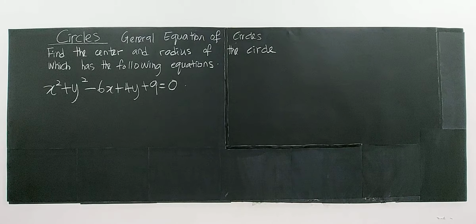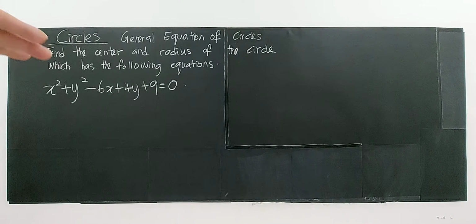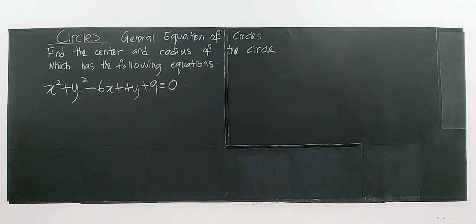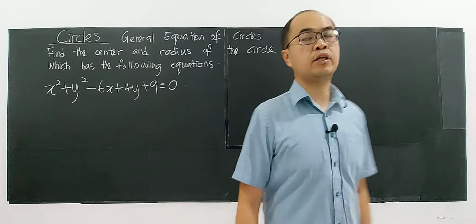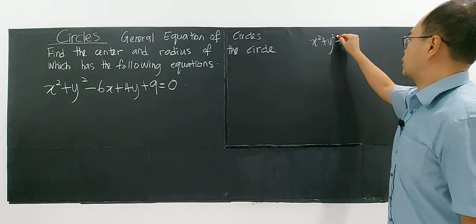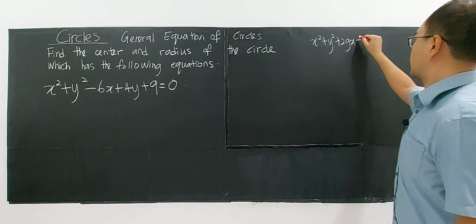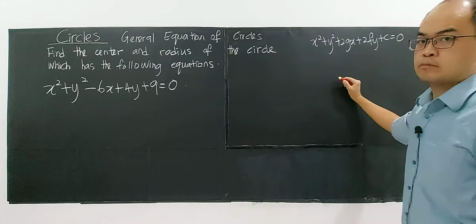Alright, let's look at this question. It asks to find the center and radius of the circle which has the following equation. Let's say you have an equation. This equation is a general equation of a circle. It's not given in the standard form, right? So as we learned just now, the formula for the general equation will be x squared plus y squared plus 2gx plus 2fy plus c equals 0, right?